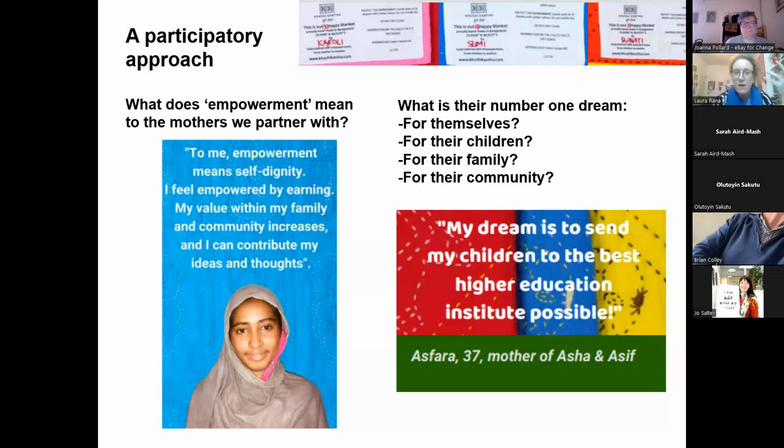Because ultimately, we want to have positive multiplier effects within the community. You can see, for example, Asfara, one of the mothers we partner with. She said her number one dream for her children is to be able to send them to the best higher education institute possible, in terms of what she's able to afford and what the physically feasible options are in the location in which she lives. Can I have the next slide, please?